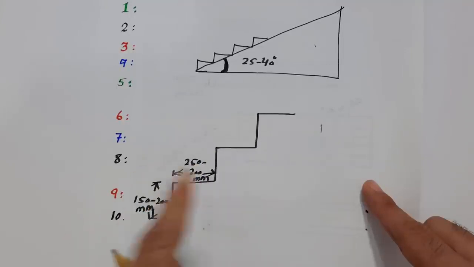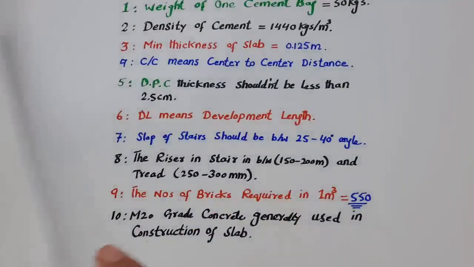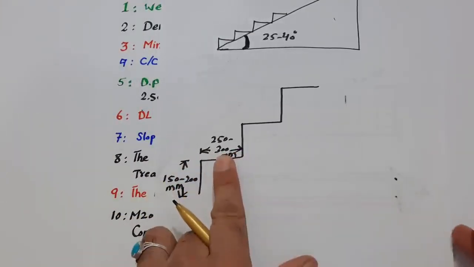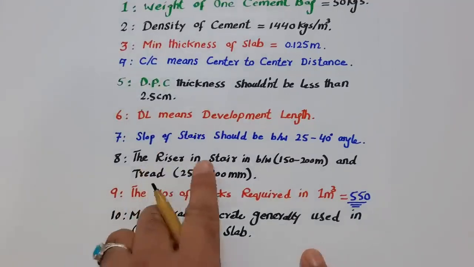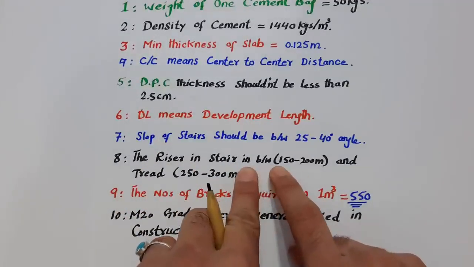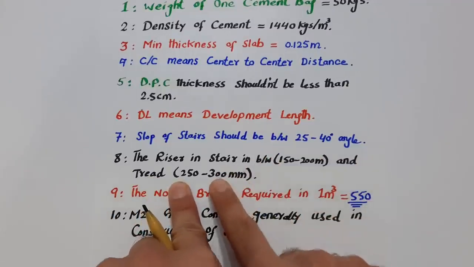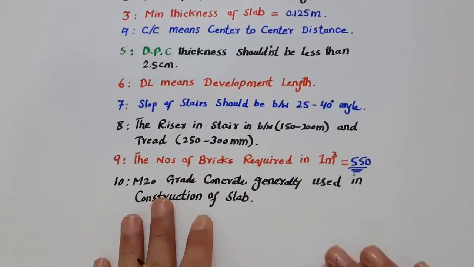Right, this one. The vertical part is the riser, and the horizontal part is the tread. So the riser is between 150 to 200 mm, and the tread is 250 to 300 millimeter. This is very important and useful.